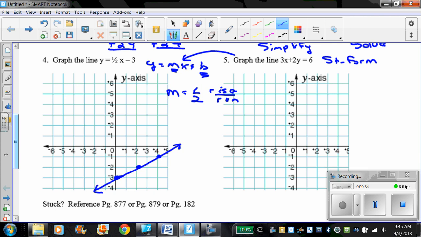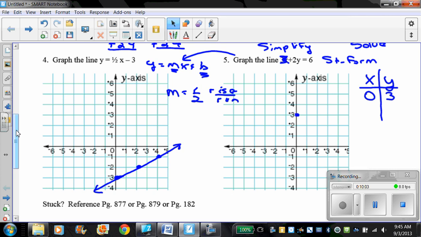So you would subtract 3x from both sides, divide out by 2, and there you go, graph it like we did number 4. On the other hand, when I see standard form, I instantly think intercepts. You need 2 points to graph a line, so I'm going to put 0 in for x. If I put 0 in for x, it makes this whole thing go away. So it's going to be 2y equals 6. If you solve for y, you end up with 3.